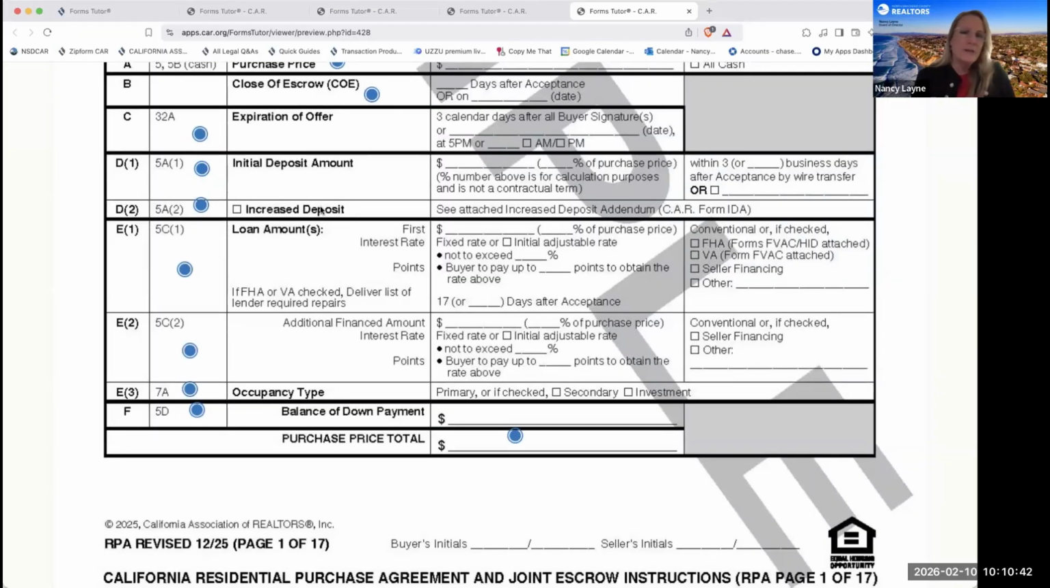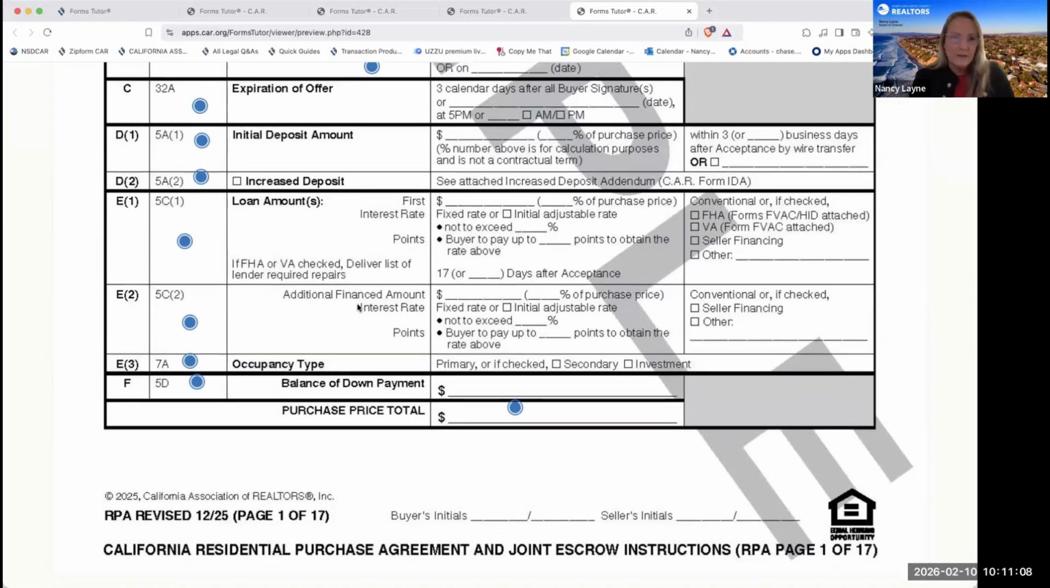The other thing that's interesting about deposits is the increased deposit. A lot of people will put in an increased deposit upon, for example, removal of contingencies. That's great, but if you don't use the IDA form, the increased deposit amount, that will not apply towards liquidated damages. And so you want to make sure that those are covered. If you have an additional deposit, that is also included in the liquidated damages.